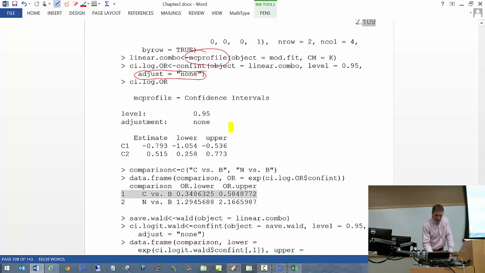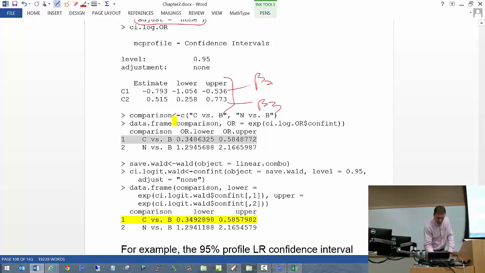And so here are my confidence intervals for the betas. The top one's for beta 2, and the bottom one is for beta 3. We want e raised to the betas. So after I use the exp function, here are my confidence intervals of interest. So for C to B, the odds ratio is between 0.35 and 0.58 with 95% confidence.